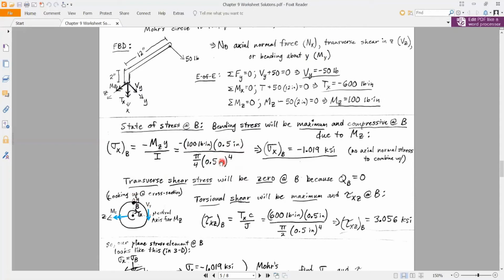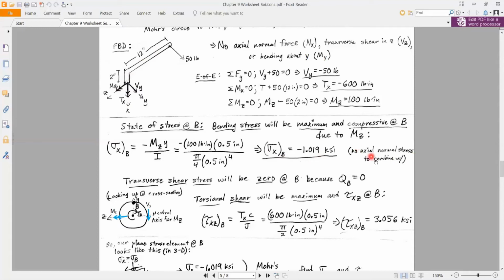And then our I for a circular cross-section is pi over 4 times r to the 4th. Calculate that, and you get our normal stress at B is a negative 1.019 ksi. And the face that we cut through has an x-axis coming out of it, so that normal stress is going to be sigma x at point B. If we were to cut through, say here, for instance, our normal stress would be in the z direction, but we're cutting through here, x-axis is coming out, that's in sigma x.